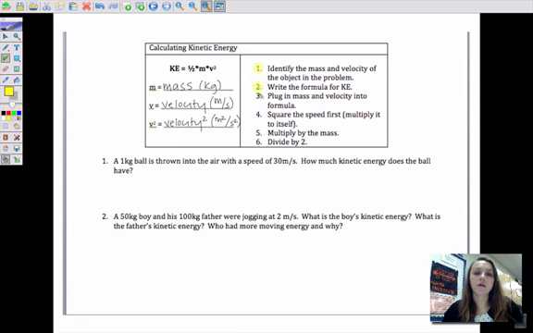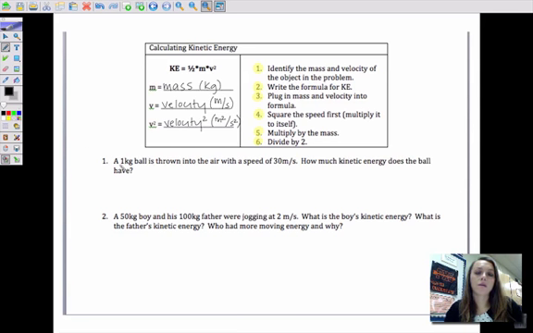Then we'll write the formula for KE, or kinetic energy. Our third step is plugging in the mass and velocity into the formula. Then we're going to square the speed first, which means multiplying it by itself. Then we'll multiply it by the mass, and then divide it by 2.